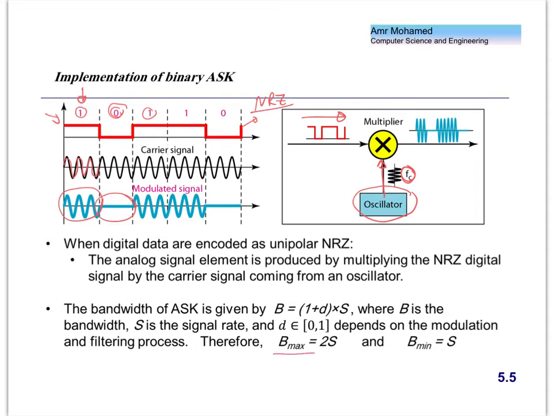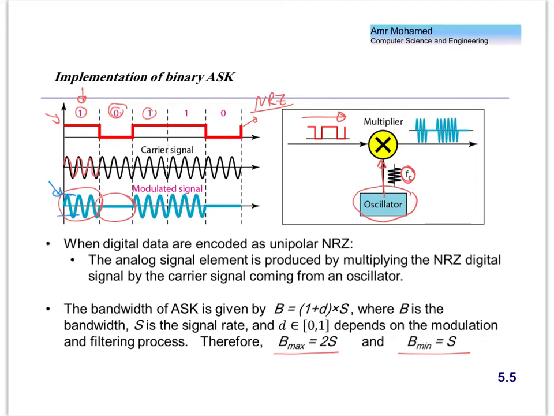And as we said, this is the maximum bandwidth and this is the minimum bandwidth for the case of on-off keying. About here, this sine wave will change its amplitude as the signal travels through the medium. It loses its power very fast. So the receiver will not be able to recognize the ones from the zeros efficiently, in which case the probability of error will be high.